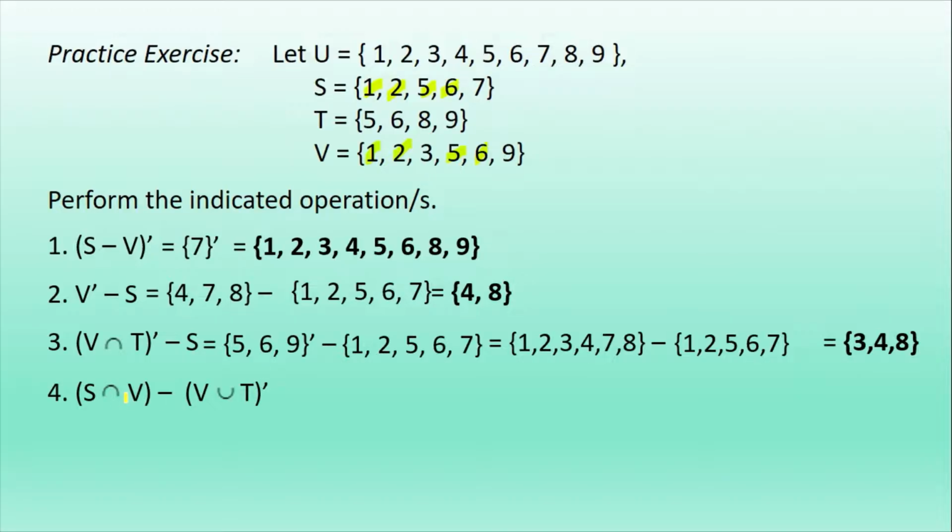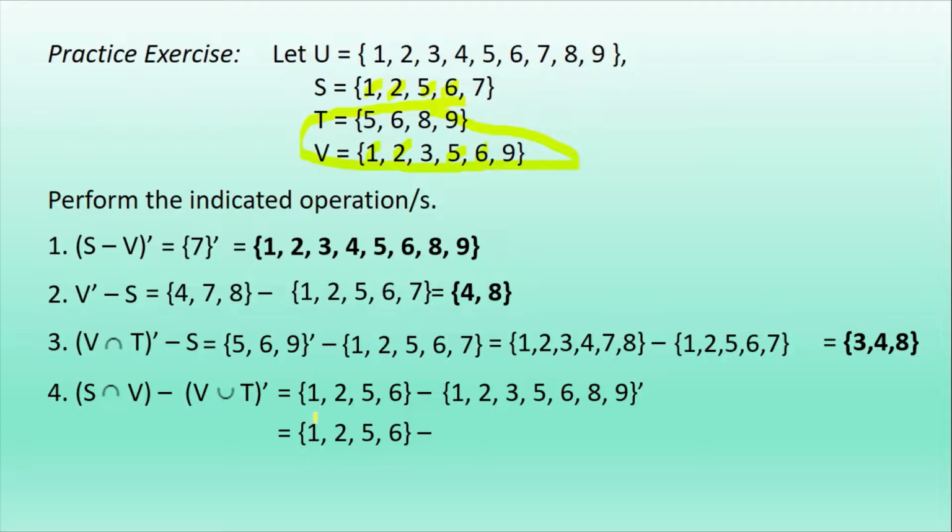So the intersection of S and V then is 1, 2, 5, 6 minus, first is to get the union of V and T. We take all these elements and whatever is the same in both, we write only once. So we have 1, 2, 3, 5, 6, 8, and then 9. So we have to get first the complement or prime of this set. Okay? So again, we just copy this, since we have no operation to perform there yet.